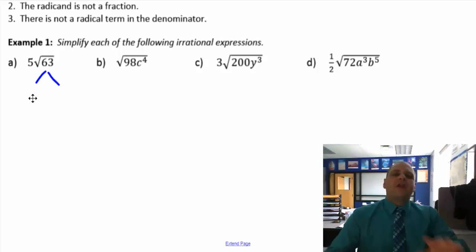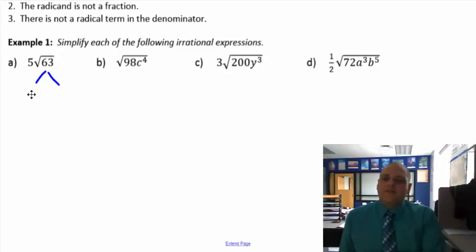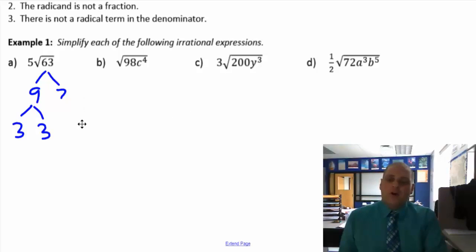And you can factor it however you want. The beauty of this is you could factor it however you want. We're going to use factors. So 63, I'm just thinking, okay, 9 times 7. That's the first thing that popped in my head, Mr. Ventry's head. Is that the first thing that popped in your head? It doesn't matter. Whatever popped in your head, you write it down. Because you can keep breaking it down. I'm going to break down my 9. I could break it down 3 times 3. And now I'm done, because 3, 3, and 7 are all prime numbers.